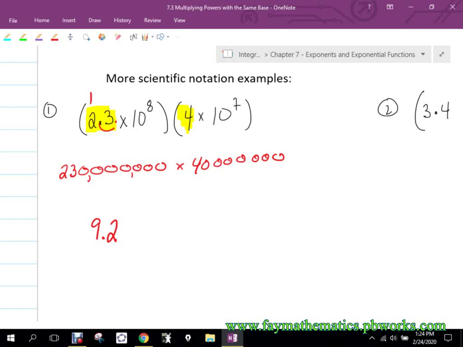So it's 10 to the 15th. Okay? So that number, better written, is 9.2 times 10 to the 15th. Is that number between 1 and 10? So we're done. We leave it this way. That would be a 9, a 2, and then 14 zeros, right?